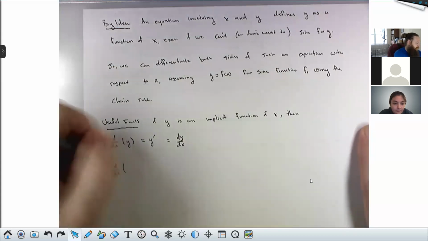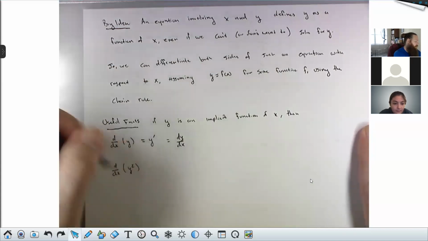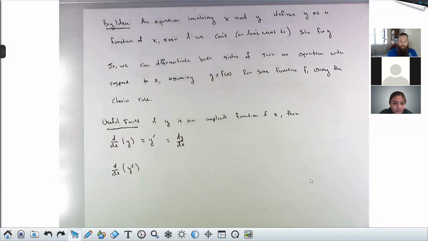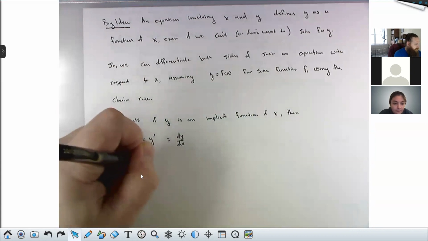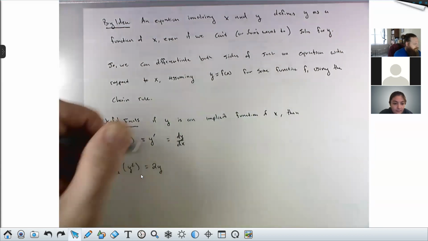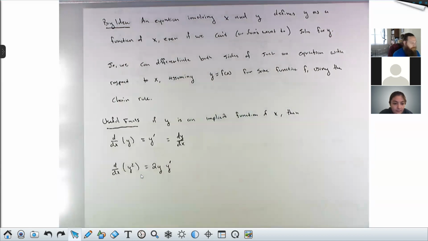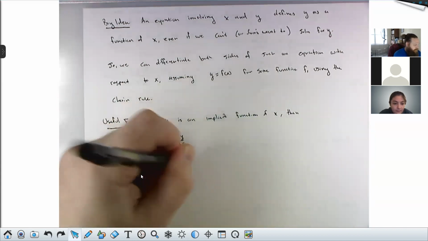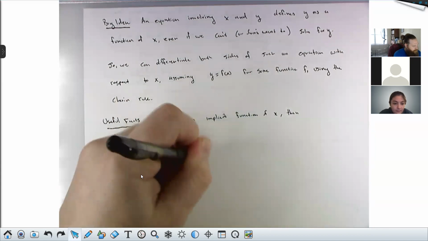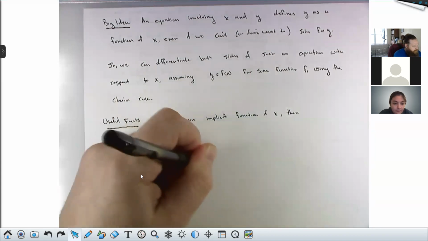d dx of y squared. Well, remember we said y is like the inner function, right? This is like f of x all squared. So I'm assuming y is a function of x. The outer function here would be the square, the inner function here would be the y. So this would be 2y times the derivative of the inner function, y prime, or 2y times dy dx.